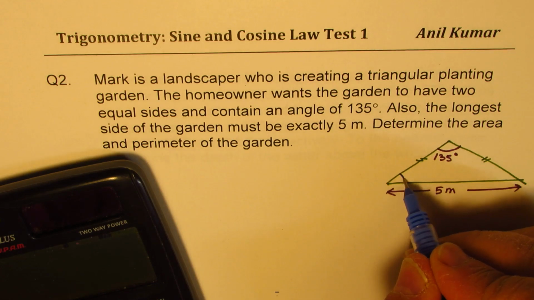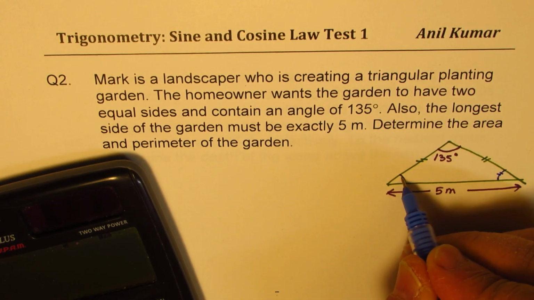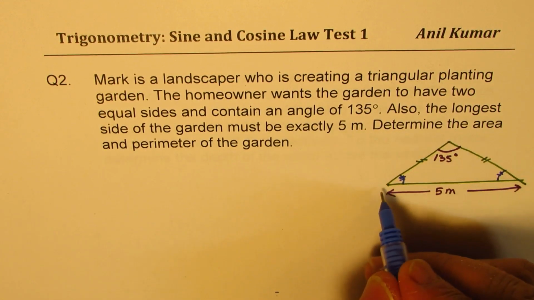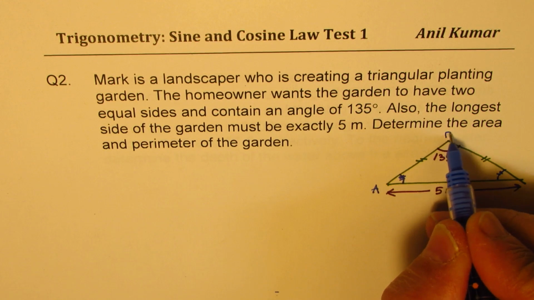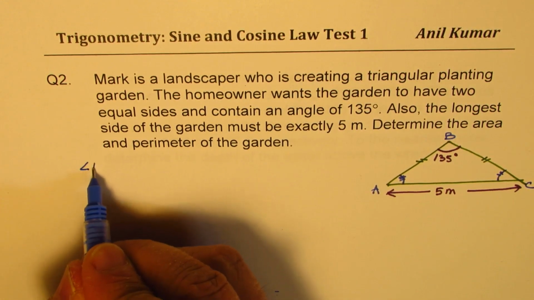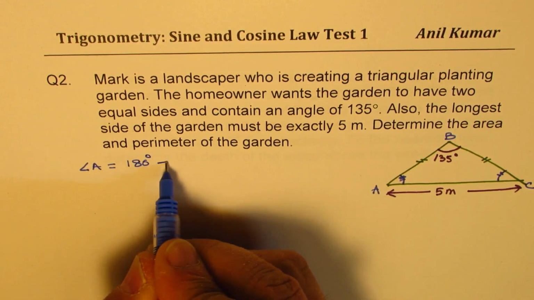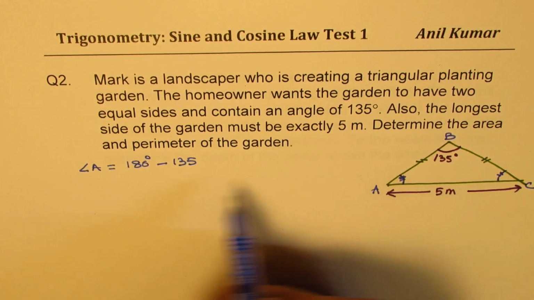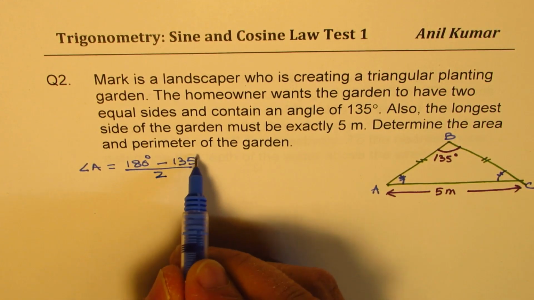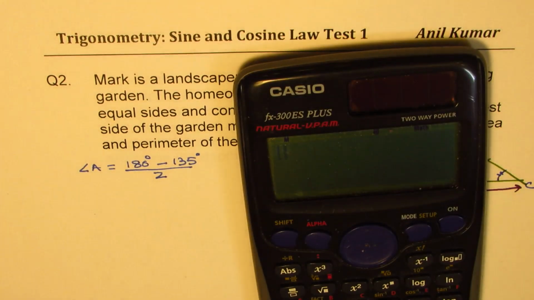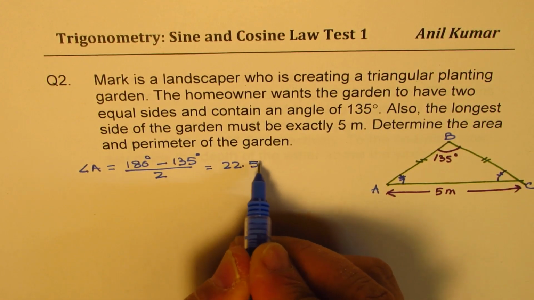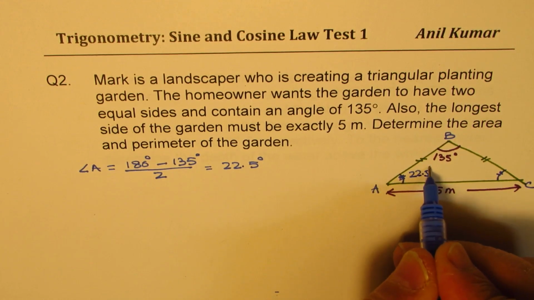Now since this is an isosceles triangle, both these angles are equal, correct? These angles are equal. And how much are they equal to? So let's call this triangle ABC. So in this case, angle A should be equal to 180 degrees minus 135, and both of them are equal. So this should be divided by 2 to get each angle, correct? So that is what we need. So it is 180 minus 135, divided by 2, equals, in decimals, 22.5. So each angle is 22.5 degrees.